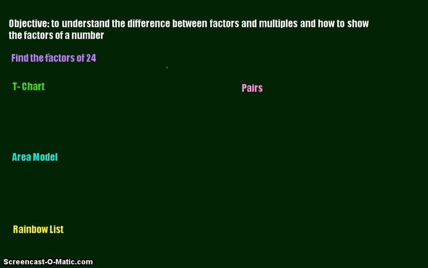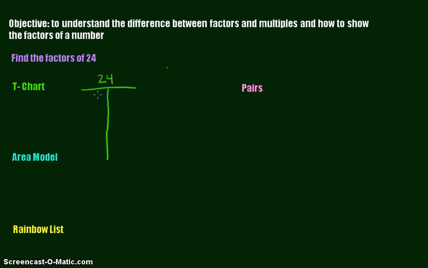So here what I'm trying to do is find the factors of 24. And one of the methods we can use is called a t-chart. The reason they call it a t-chart is because it looks like a big old T. I'm going to put the number that I'm trying to find the factors of, which is 24, up here. Instead of just randomly putting them in like we did in the last one, we're going to try to organize them a little bit.